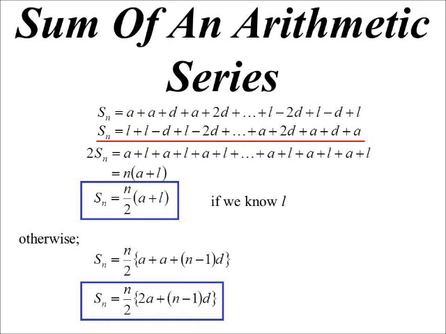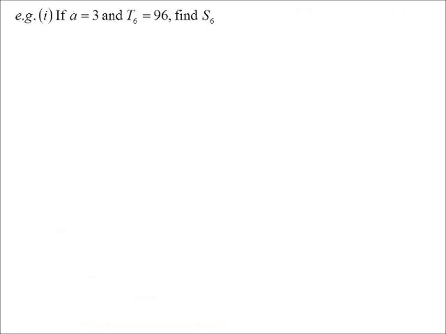Okay, so we've been given the first term is 3, the sixth term is 96. Let's find the sum of the whole series. Well, in this case I do know the last one, so I may as well use the a plus L formula, and it's just a substitution question. So 3 plus 96, and then multiply that by 3, 297.